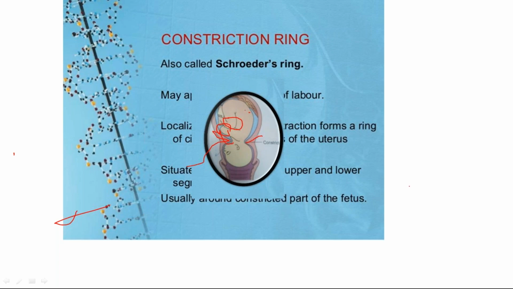But most commonly we see it only around the neck of the baby, because it is at the junction of the upper and lower uterine segment. But it can form anywhere. It can form around any fetal part. It can form in any stage of labor.